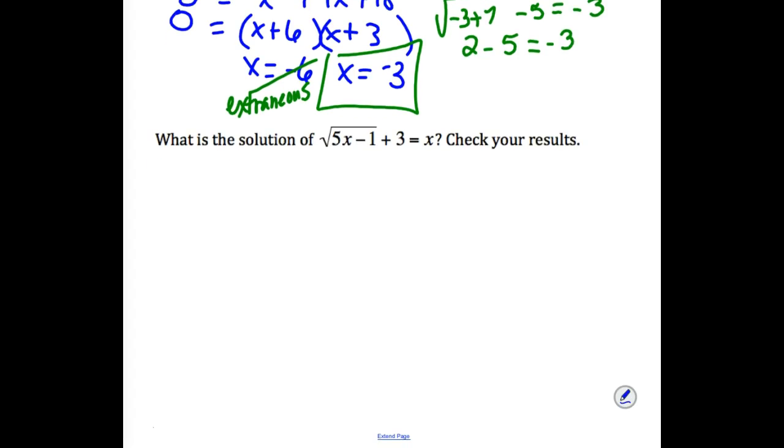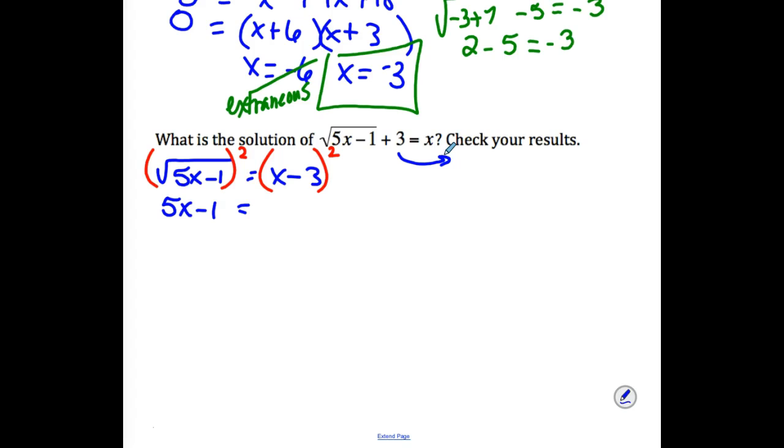All right. First step, did you move the 3 to the other side? Okay, so you have the square root of 5x minus 1 equaling x minus 3. What did you do next? Okay. Squaring both sides gets me 5x minus 1 on the left. What do we end up with on the right?